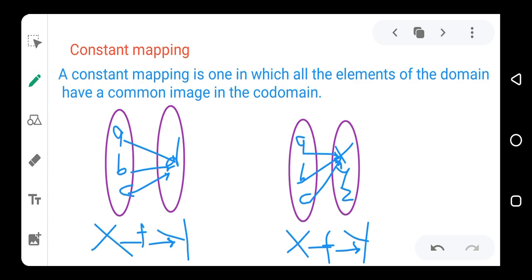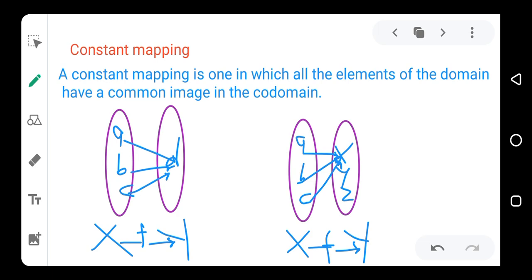So that makes all the elements in the codomain become elements in the range. Now let's go to constant mapping. In constant mapping, just like the name suggests, it means a mapping in which all the elements in the domain map to only one element, the same element in the codomain. So all the elements in the domain have a single image in the codomain.